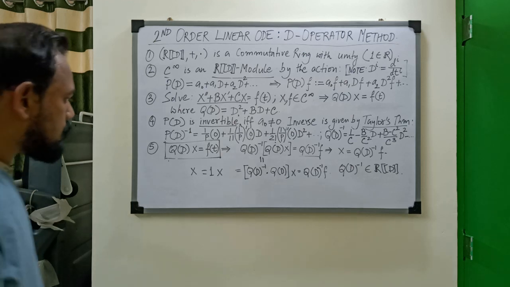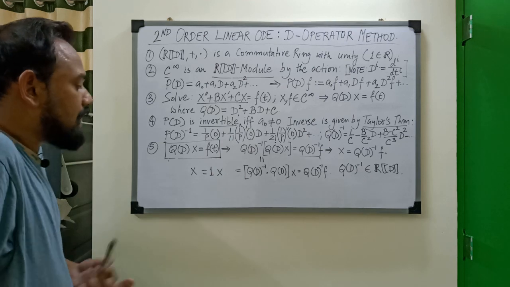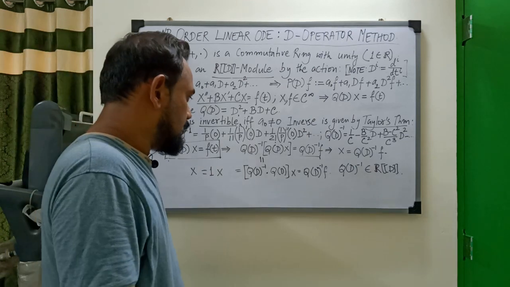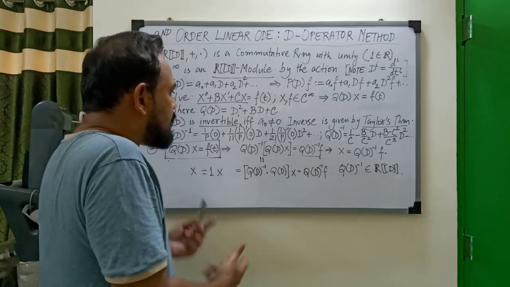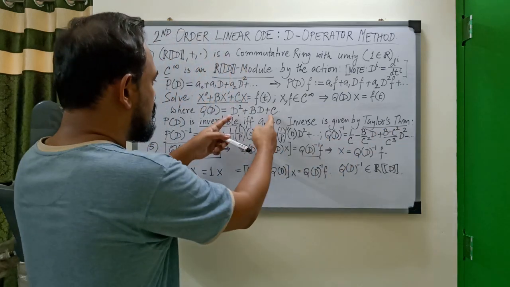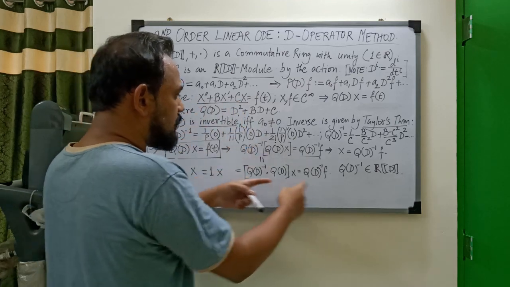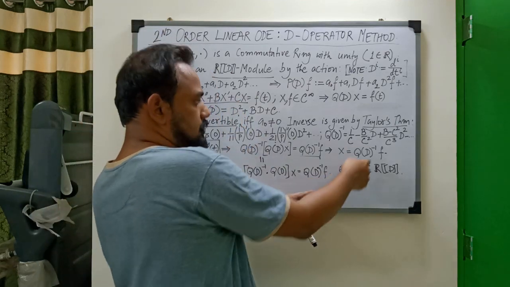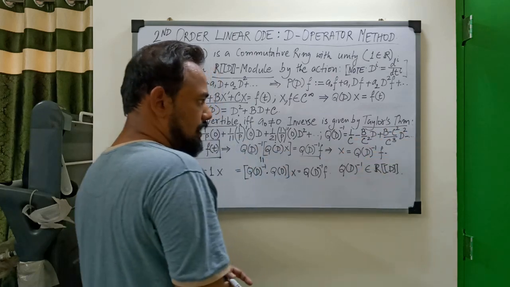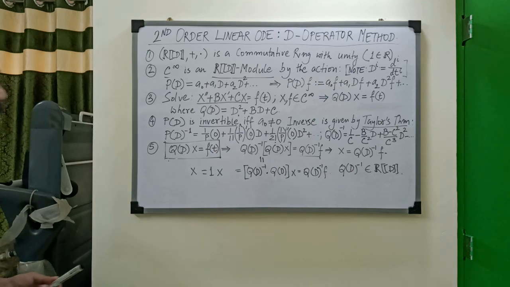So the way you can solve a differential equation, bringing in the rules of algebra, is by finding the inverse of the given ring element which is acting on x, and then making it act on f term by term, and you will have your x. So I'll just do an example here.